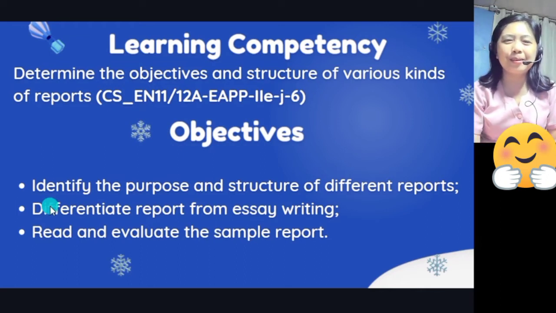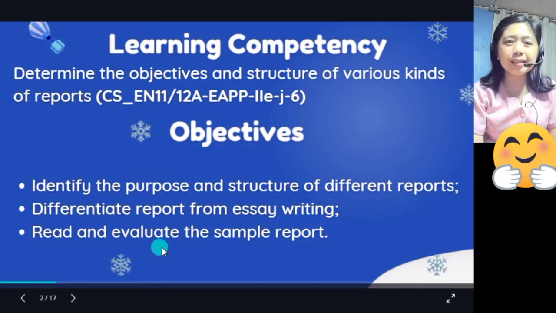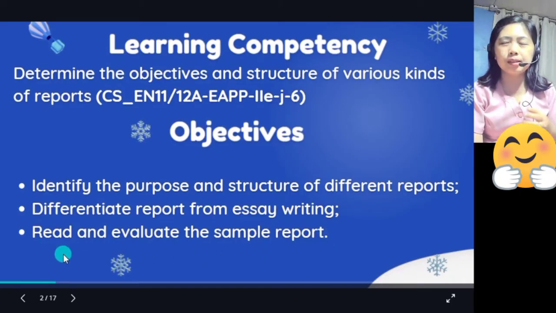For our objectives, we have to identify the purpose and structure of different reports, differentiate report from essay writing, and read and evaluate the sample report. This one is for your performance. In your module, there is a sample report provided, and you are to evaluate that.